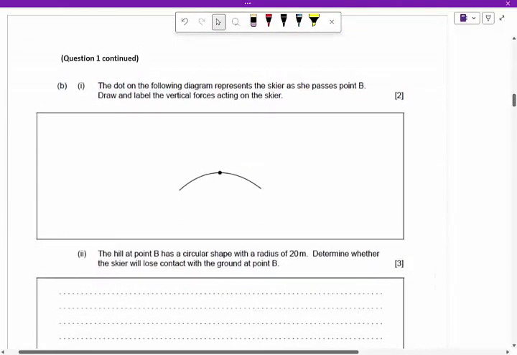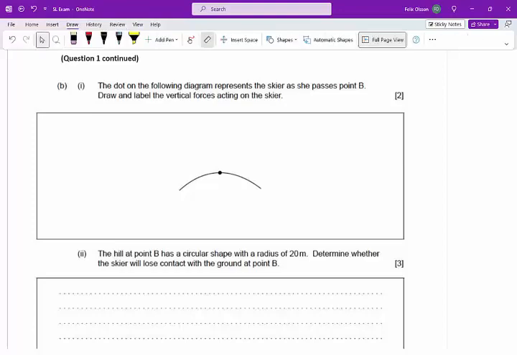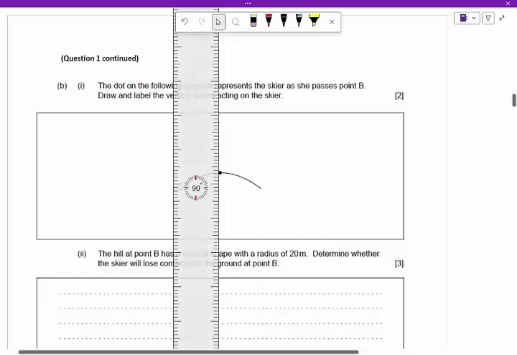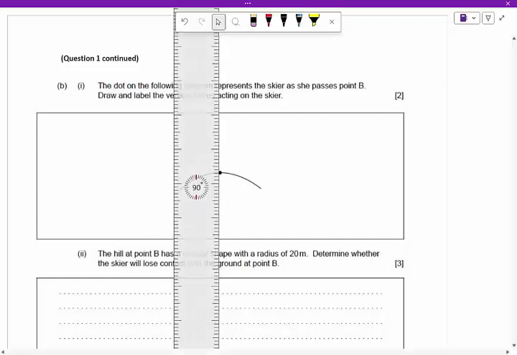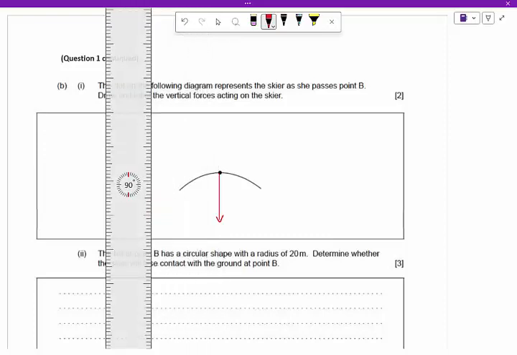B, part 1. The dot on the following diagram represents the skier as she passes point B. Draw and label the vertical forces acting on the skier. Alright, so to do this accurately, I'm going to add a ruler. What we need to show is that the skier is moving in a circle, so the downwards force needs to be bigger than the upwards force. The downwards force is the weight force, so it's going to look like this. And this is the weight.